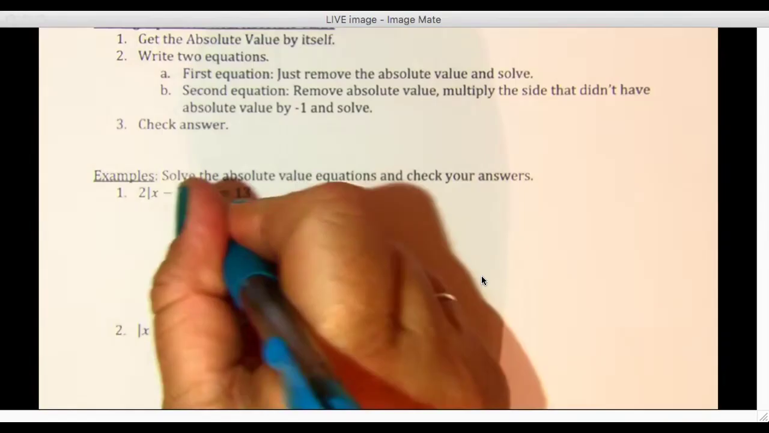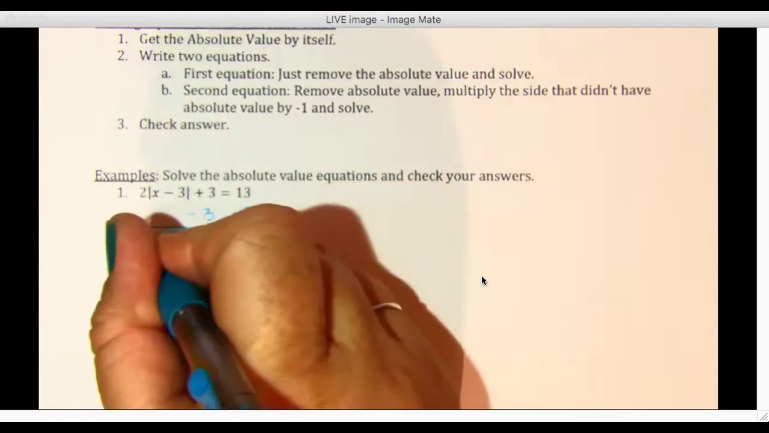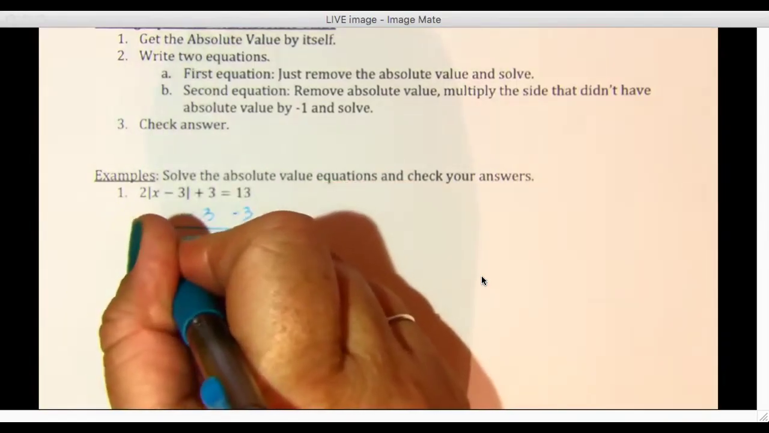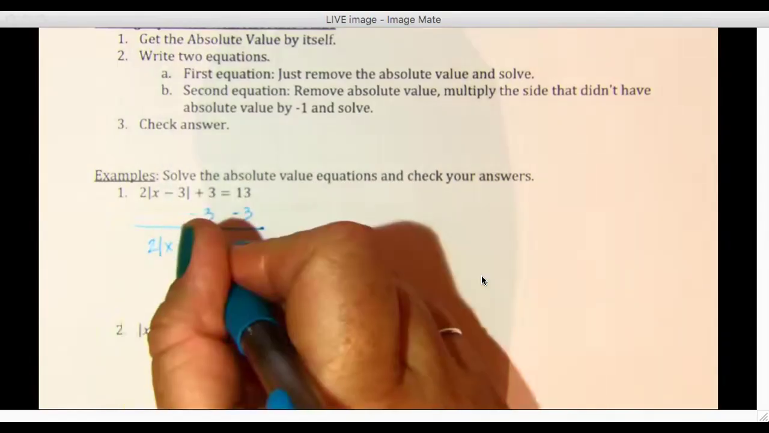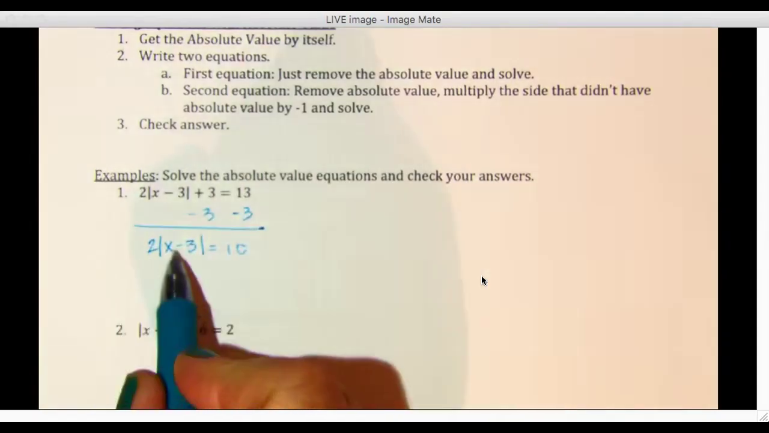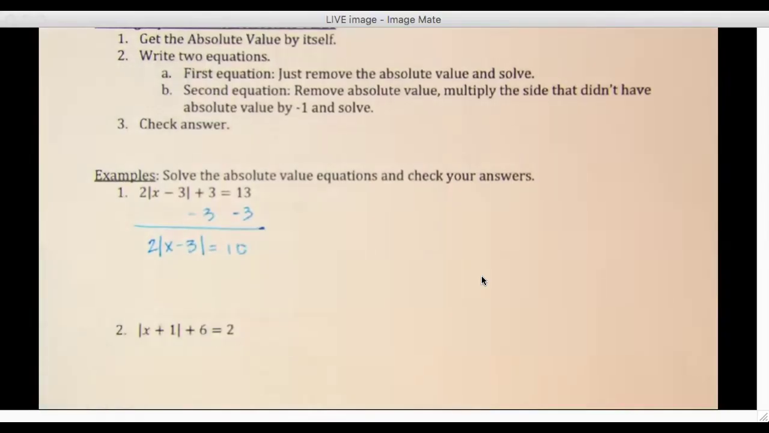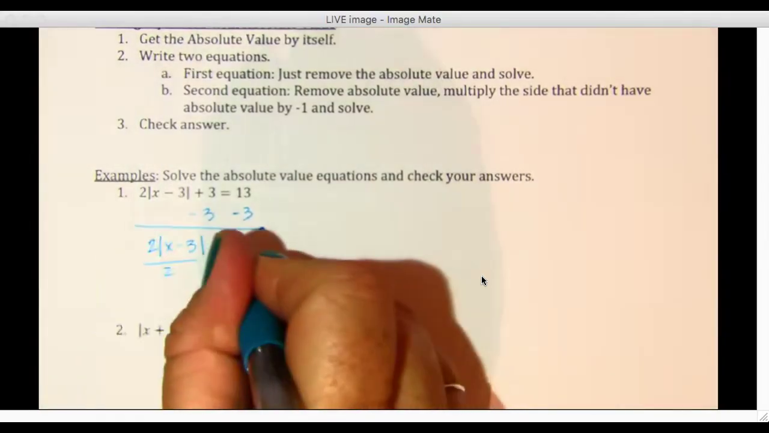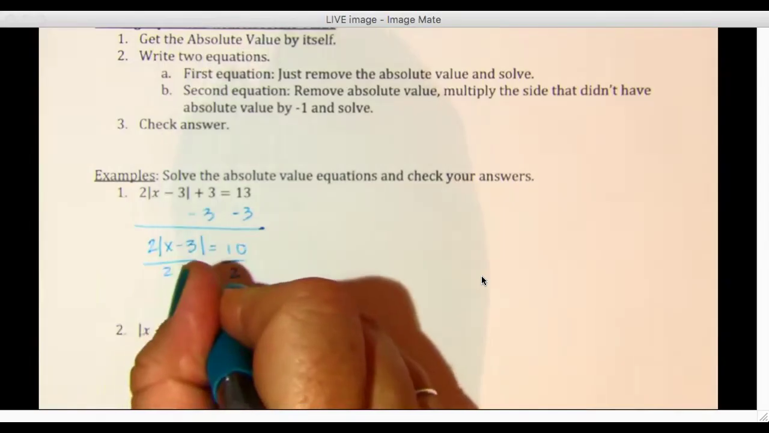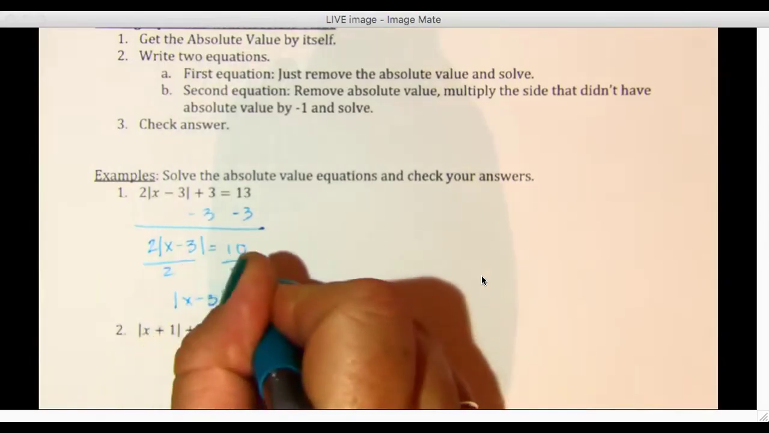So in this first example, I want to get the absolute value by itself. So I'm going to subtract 3 from both sides. I have 2 times absolute value of x minus 3 is equal to 10. This 2 cannot be distributed in. I have to divide it off of this side. So then I have x minus 3 in the absolute value equals 5.